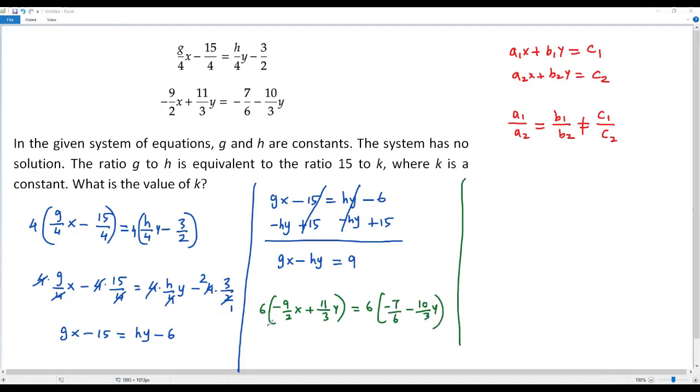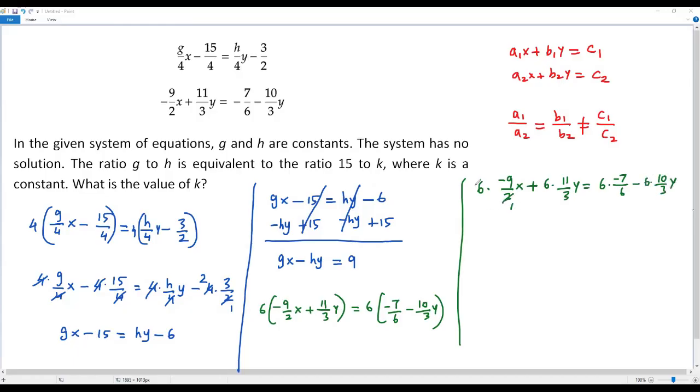Okay, now we can distribute this 6 to this one and this one. Then I'm getting 6 times negative 9 over 2x plus 6 times 11 over 3 times y equals 6 times negative 7 over 6 and minus 6 times 10 over 3 times y.